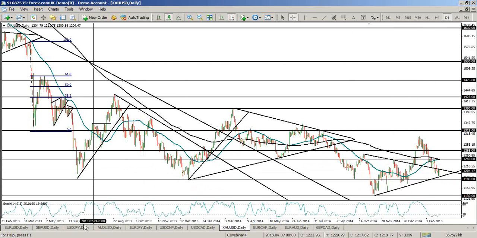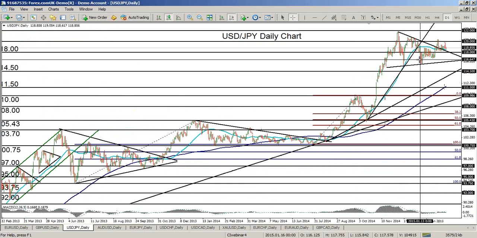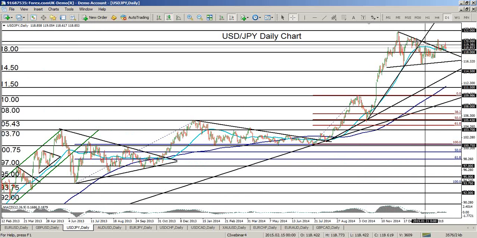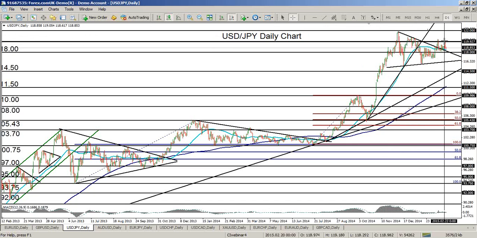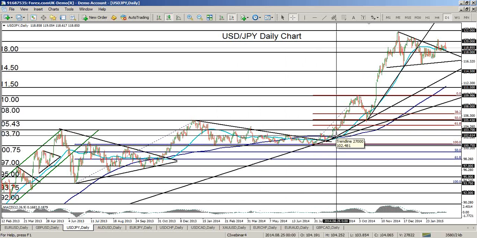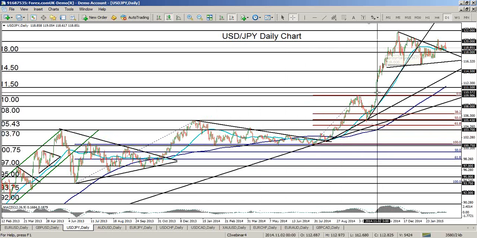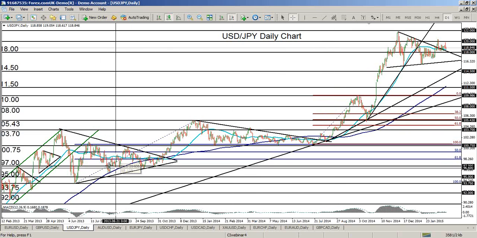So, dollar yen. There was a break here of this particular triangle, but it didn't really pan out as of yet. Now this was a triangle too back here. This was a really long triangle, a big consolidation on dollar yen, and then it finally broke out. It broke out, and then it continued, a lot. There's a triangle right here, too.